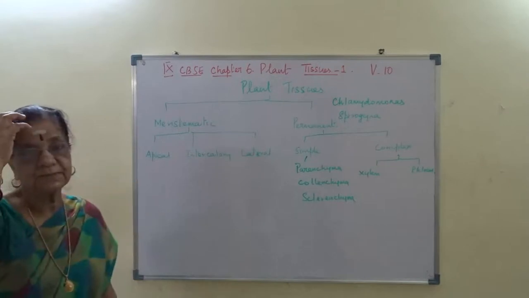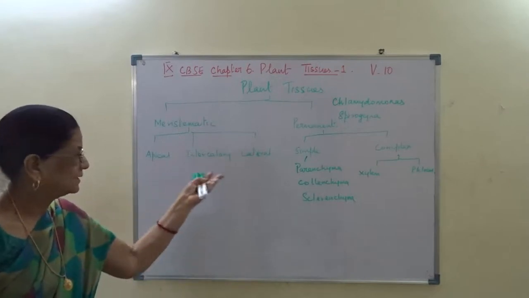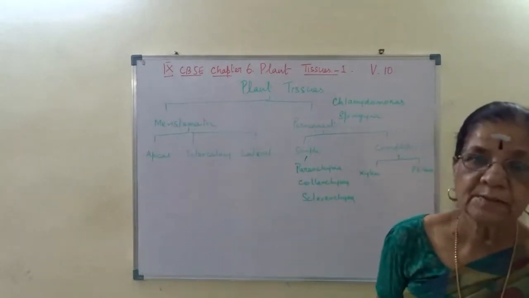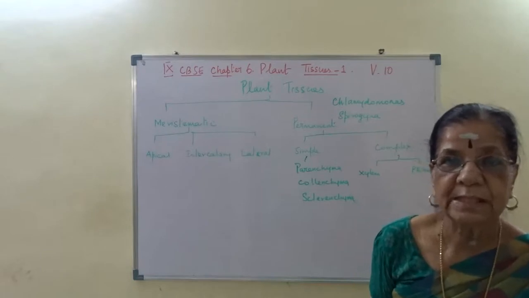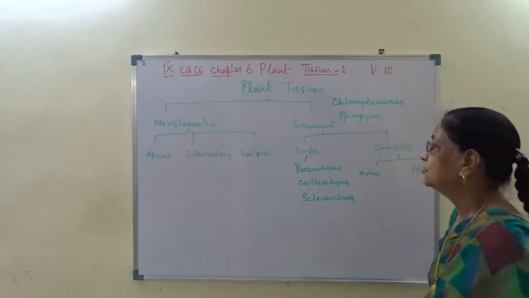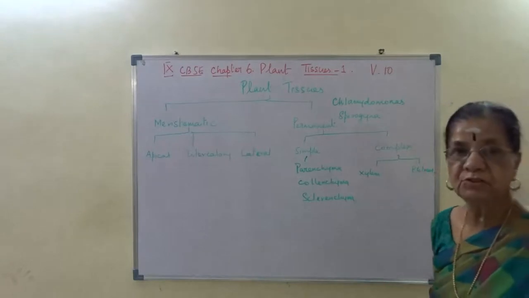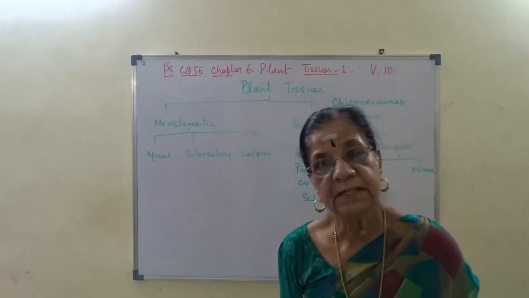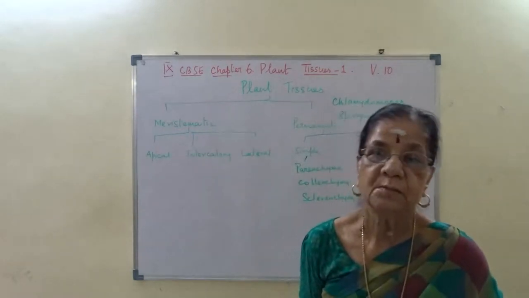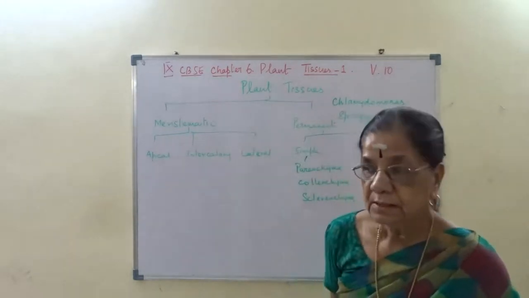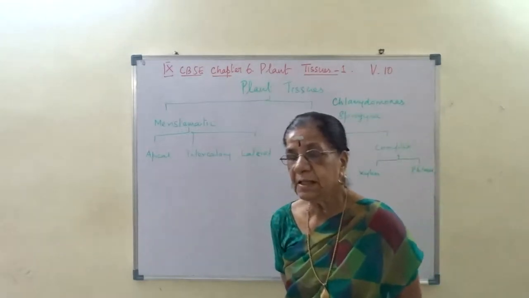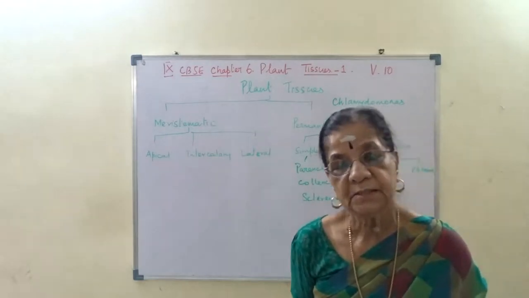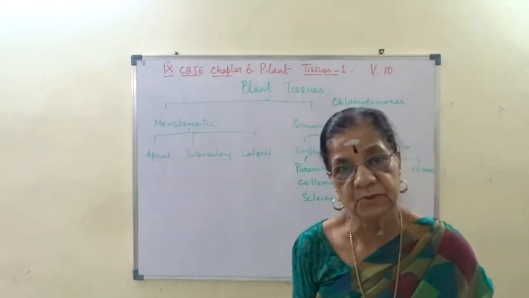This is the classification. I am writing in green because we are talking about plant tissues, green in color. I hope the board is visible. Right. So first one, meristematic tissue. The cells which are actively dividing are called meristematic tissue. The cells which are present in the plant parts and show active division are known as meristematic tissues.